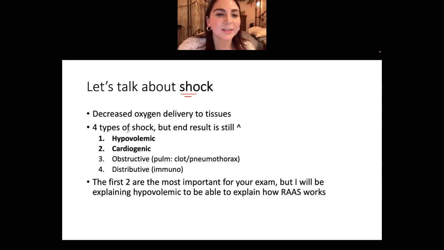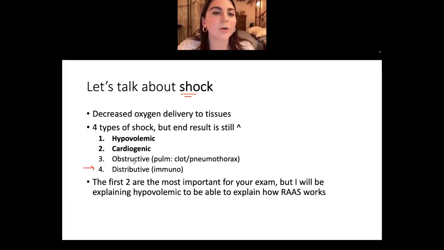And we'll talk about, it doesn't really apply here, but when we talk about distributive shock, like an immunoblock, technically it is a blood issue, but the tissues aren't getting oxygen and then they freak out, and that's when all hell breaks loose, basically. Hypovolemic shock and cardiogenic shock are the 2 most important for your exam. I'm specifically going to be focusing on hypovolemic to talk about RAAS because I think that's the easiest to grasp what RAAS does, and then we'll go into cardiogenic when we talk about heart failure.